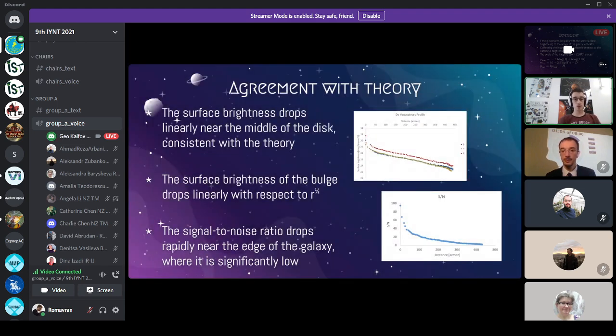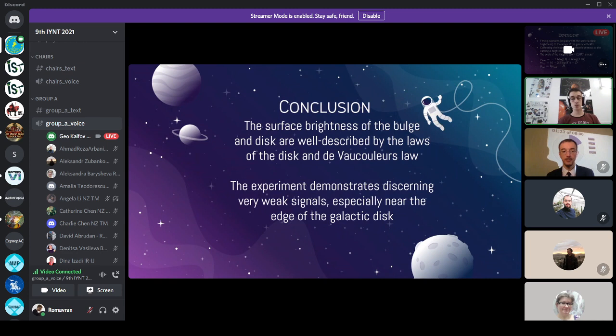This agrees with our theory, since the surface brightness drops linearly with respect to R in the disk, and in the bulge with respect to R to the power 1/4. The signal to noise ratio also drops rapidly near the edge of the galaxy, where it is significantly low. In conclusion, this provides a meaningful way to obtain astronomical observations using very weak signals. And the experiment demonstrates discerning of these very weak signals, especially near the edge of the galactic disk. Thank you for the attention.